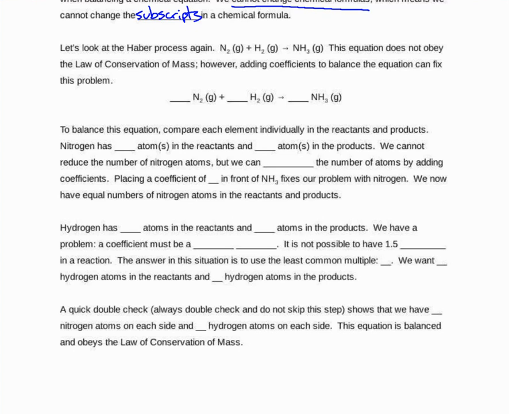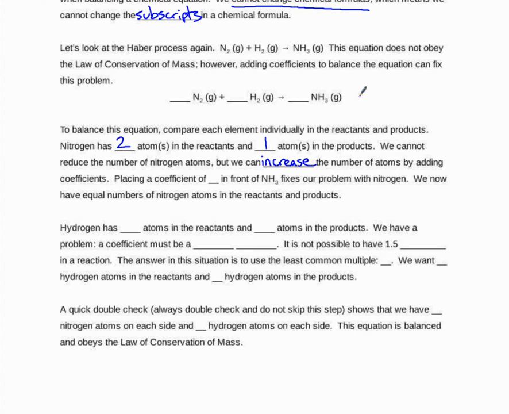So for nitrogen, it has 2 atoms in the reactants, and it has 1 atom in the products. So here's what I can't do. I can't change this to make it just N because it exists as a diatomic molecule. It's always going to be N2 when nitrogen is by itself. So I can't reduce the number of nitrogen atoms. And this one's already at 1. It's as low as it could be. But I can increase the number of atoms. I can start adding more. I just can't take things away when I'm as low as I can go.